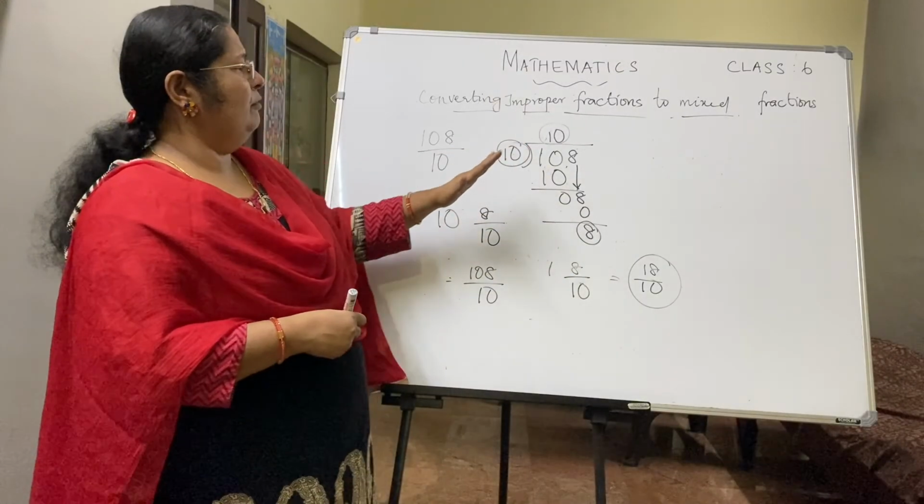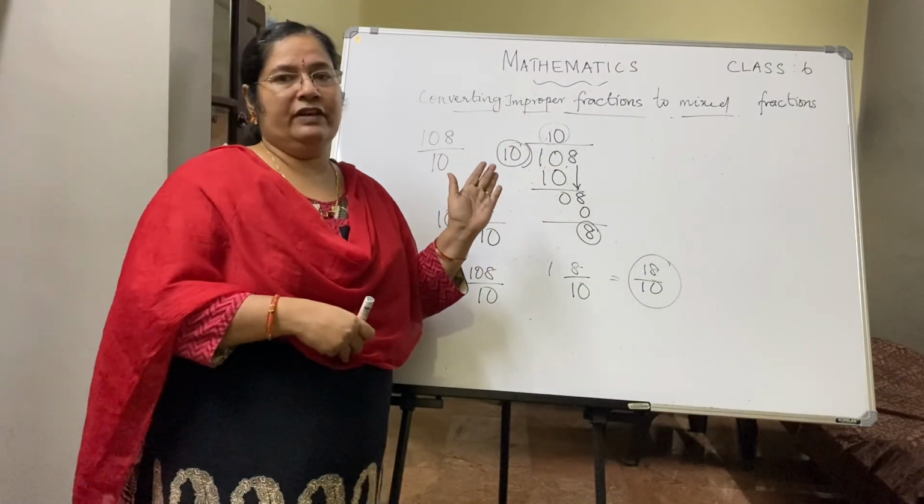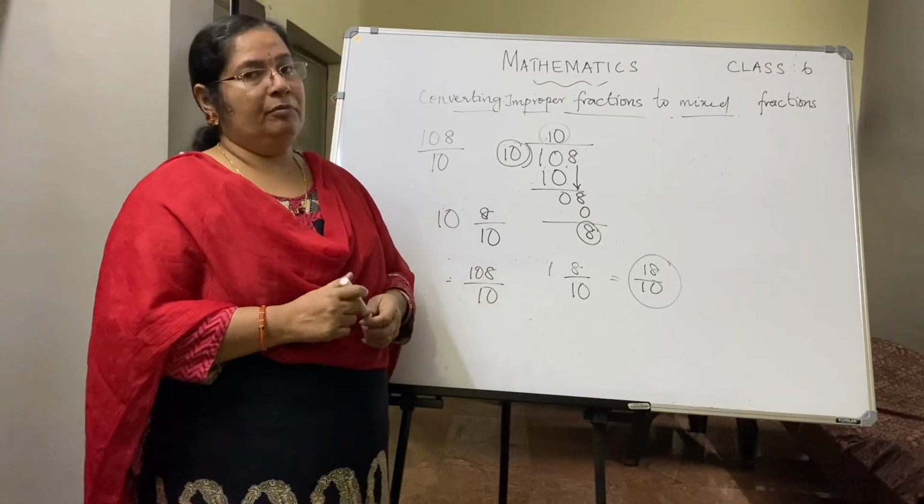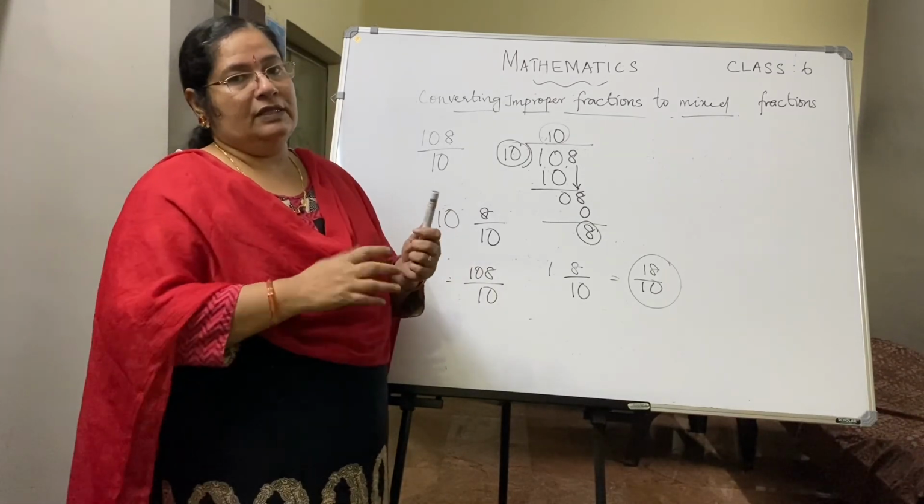So is it clear how to convert improper fractions to mixed fractions and mixed fractions to improper fractions? Both ways you are supposed to do it.